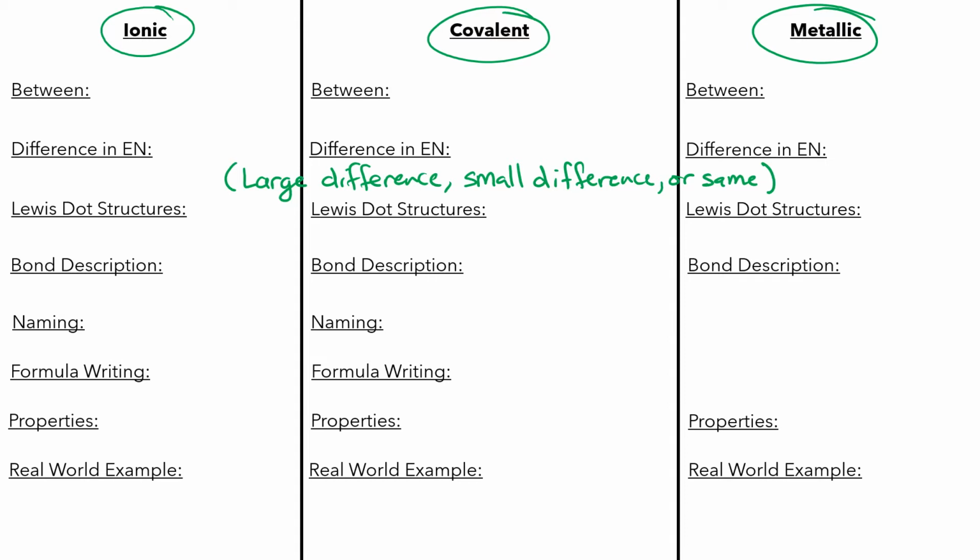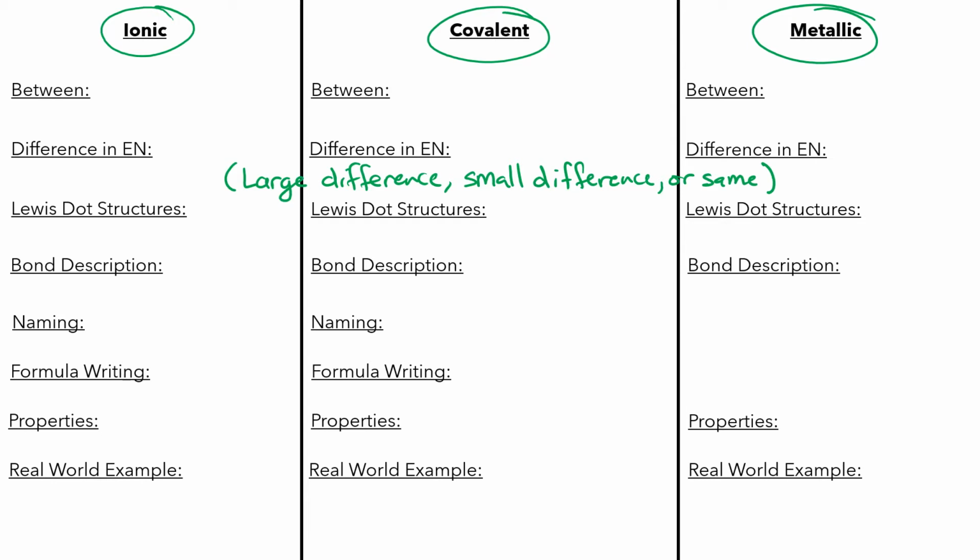So again, make sure that you guys use the metallic bonding tutorials to help you guys with that. For bond description, please explain why the bond occurs between the two elements. In other words, why do the elements stick together?